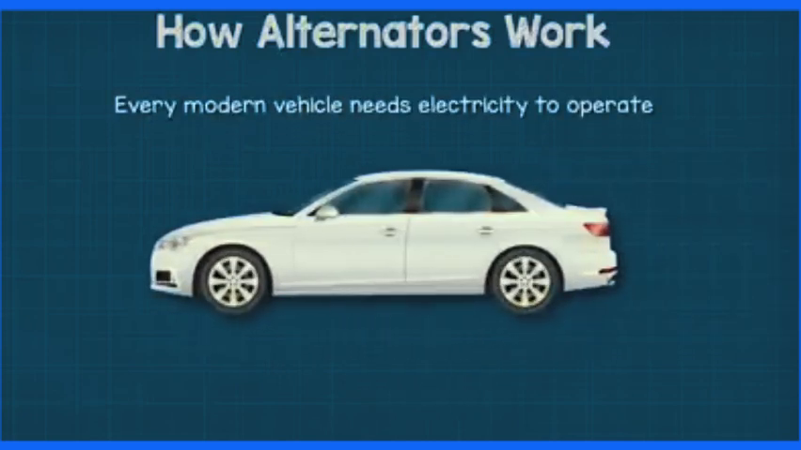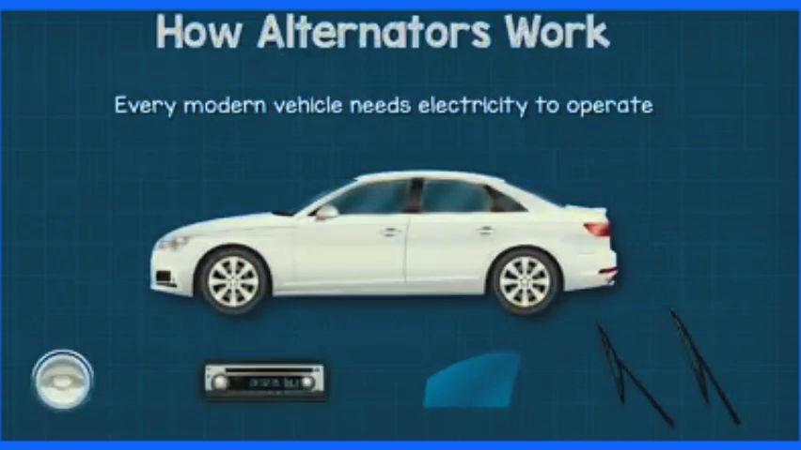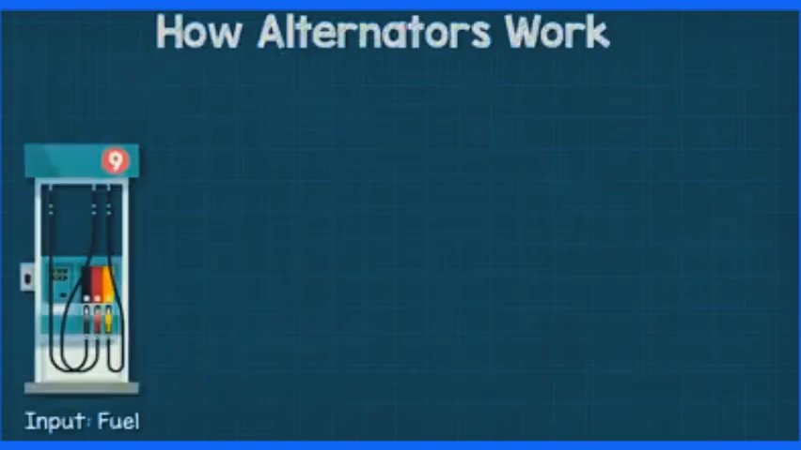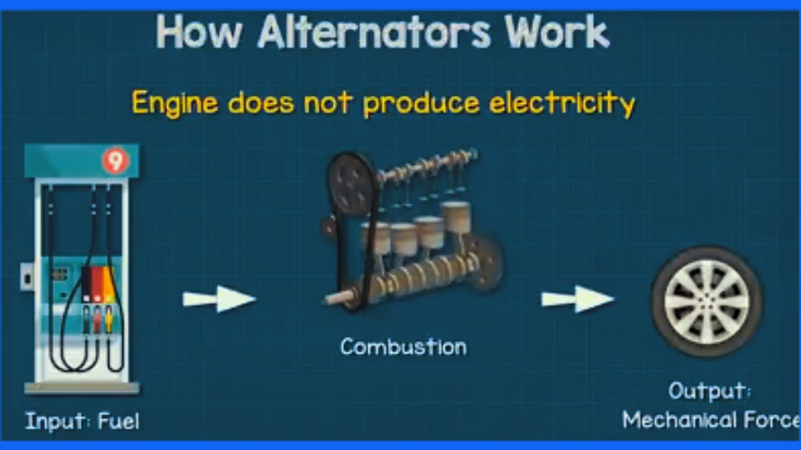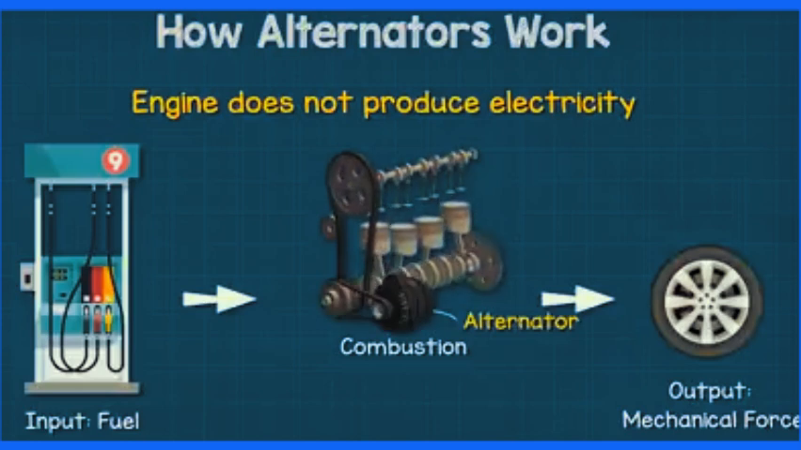Every modern vehicle needs electricity to operate. This is used to power things such as the lights, the music system, electric windows, window wipers, etc. The engine combusts fuel. This is used to turn the crankshaft and propel the vehicle along. The engine only provides mechanical force. It does not produce electricity. So, we need a way to power all the electrical devices within the vehicle, and that's where the alternator comes in.